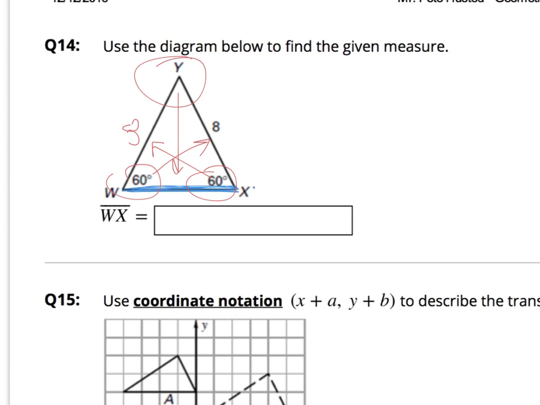So here's what you need to do. Figure out how many degrees are in this angle. And you actually did that in question 13, because I think they were both 60 degrees. So take them away from 180. That'll tell you how many degrees y is. And that'll help you figure out how long this segment is down here.